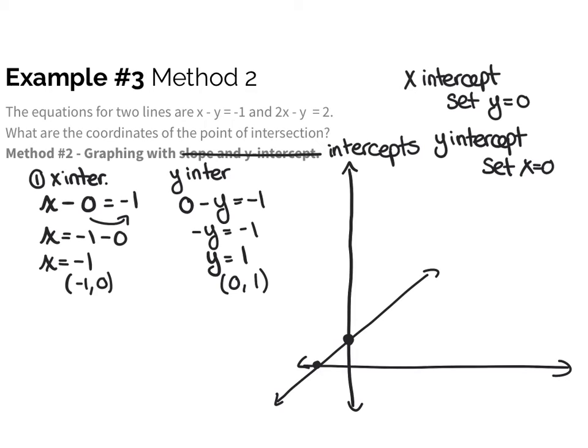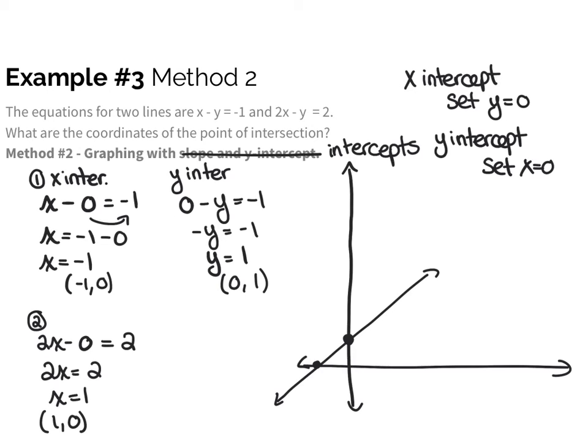So we could do the other one, 2x minus y. I'm doing the x-intercept here. So I set y equal to 0, and 2x equals 2. I'll divide both sides by 2 to get x equals 1. So 1 and 0 is our point. And then I'll find the y-intercept the same way.